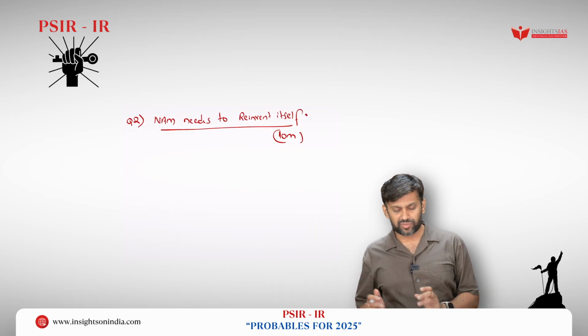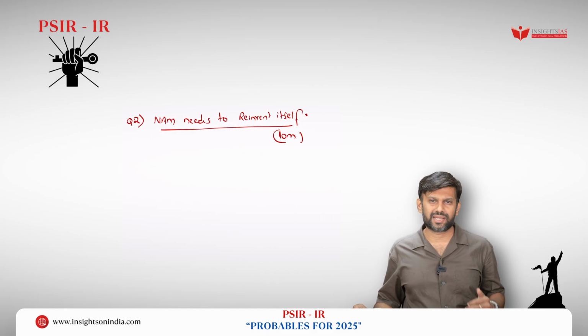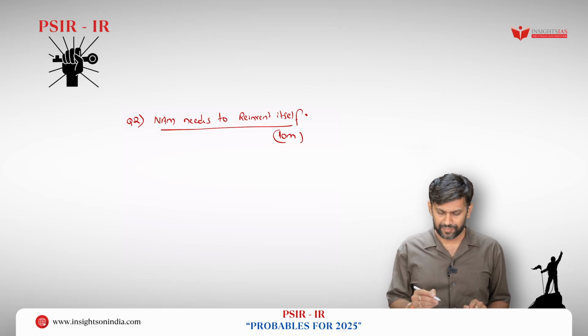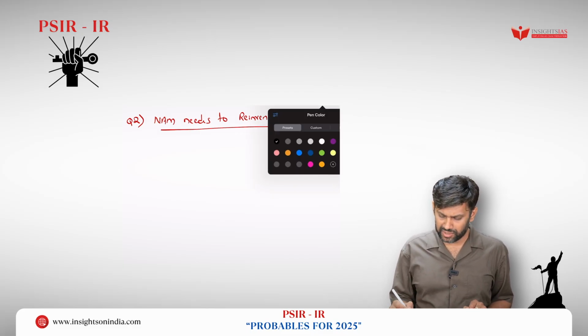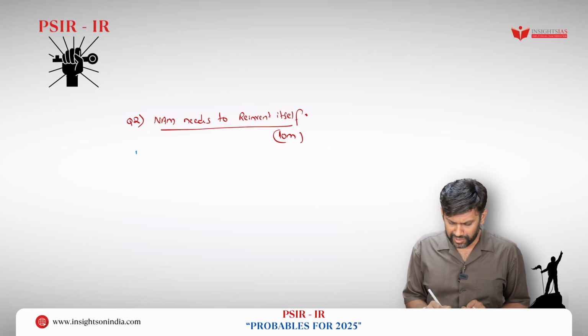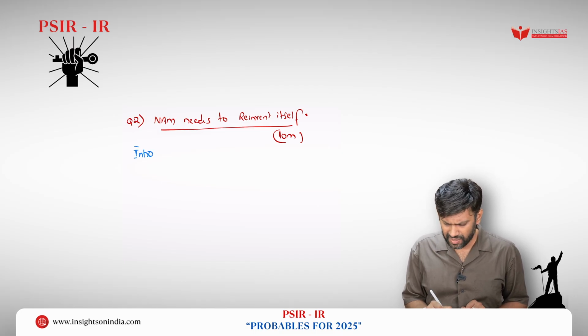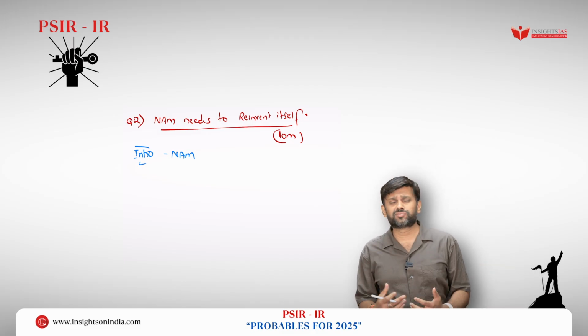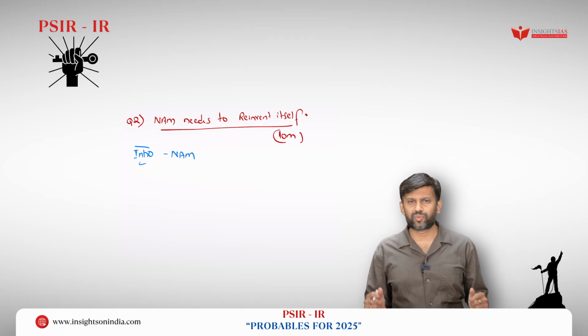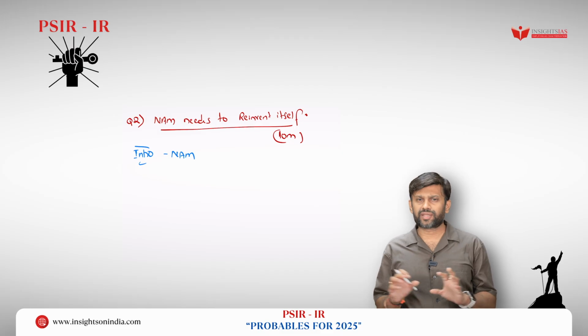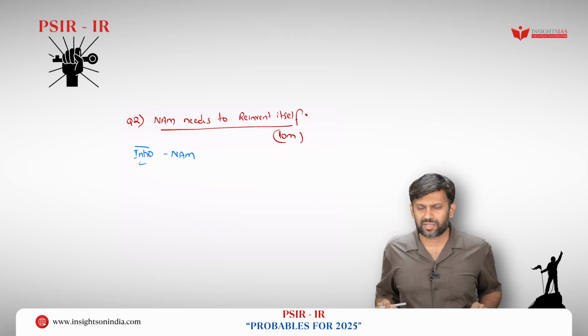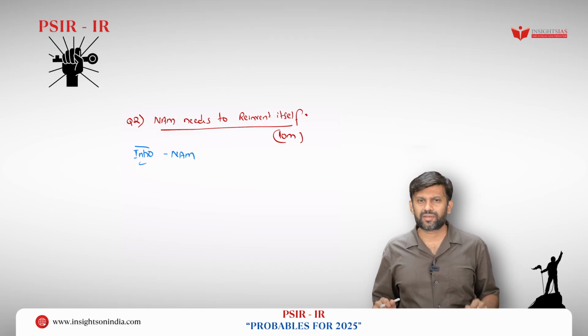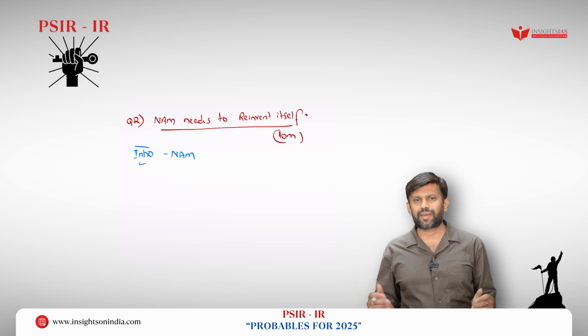Now moving on to the next question, it's a 10 marker. They might ask, NAM needs to reinvent itself. So how do I break down this question? One, I will write in my introduction about NAM. You can say NAM emerged as a movement by the post-colonial societies during the times of Cold War, which was creating a third way away from communism and capitalism.